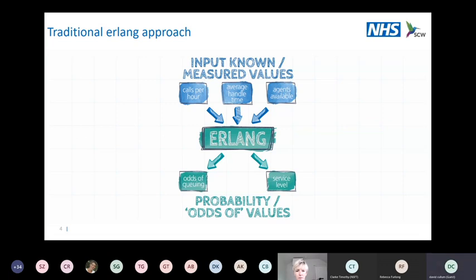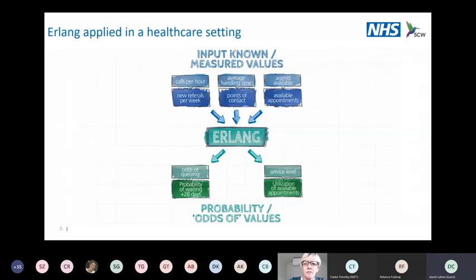So here's some stuff on the screen in front of you: input known measured values. This is the basics of Erlang. How many calls per hour, how long on each call, how many people have you got available to take calls. You put that through an Erlang mathematics mangle and it gives you some key metrics.